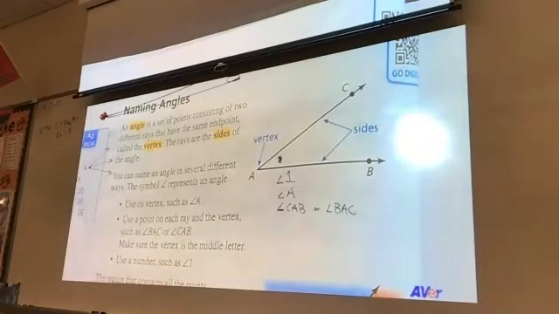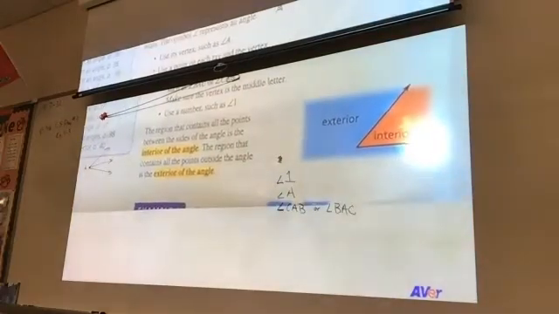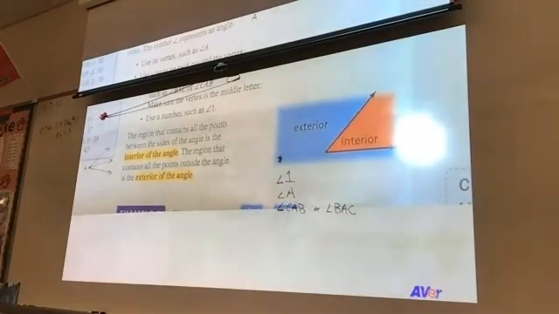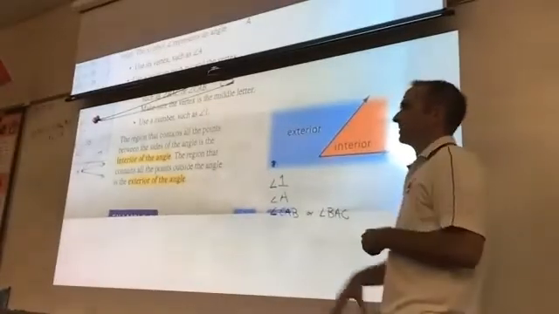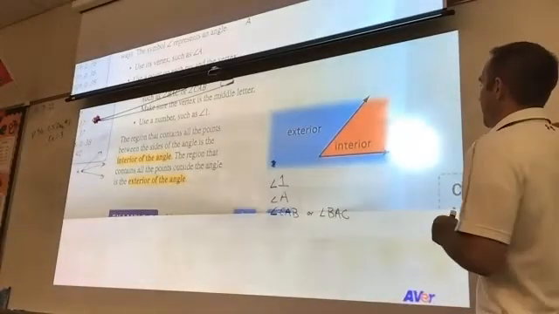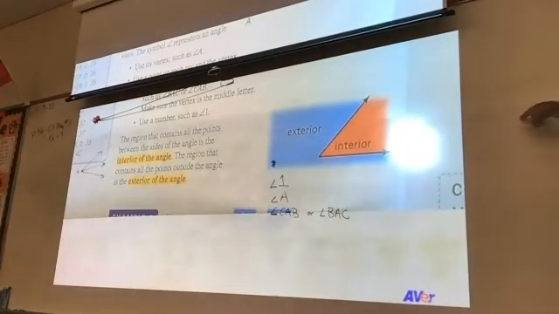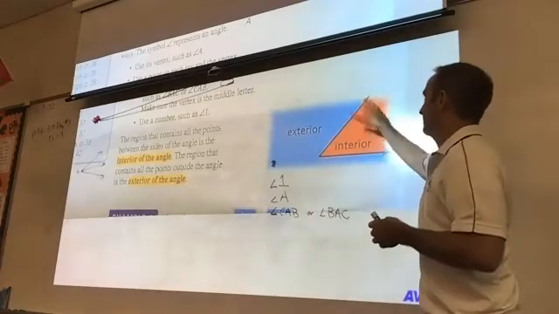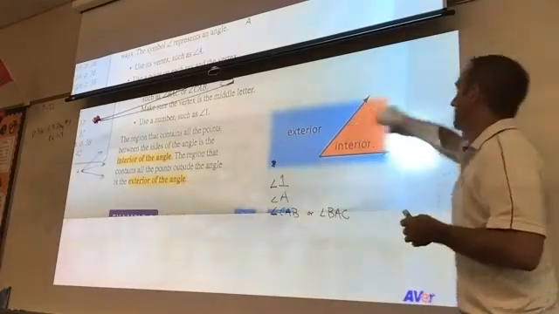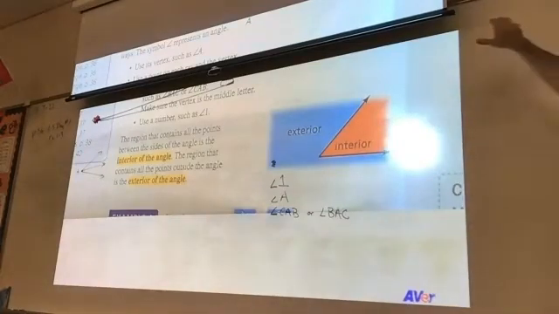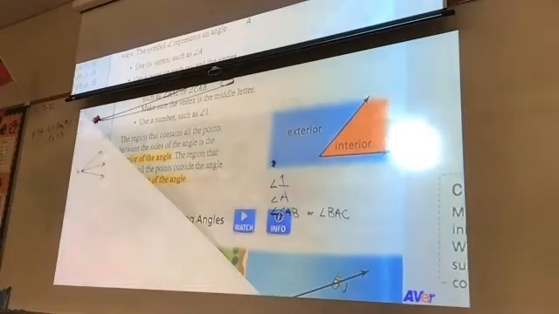Other vocab, interior versus exterior. We should know interior is inside, exterior is outside, right? The only thing to point out here is interior. You got to extend the sides of the angle. So like this point right here is still considered the interior. Because if we were to extend those sides, it's still on the inside of that angle. It's not just between the arrows, right? It's not just here, it's all the way extended. Okay, it's interior. All right, good deal. Questions so far?